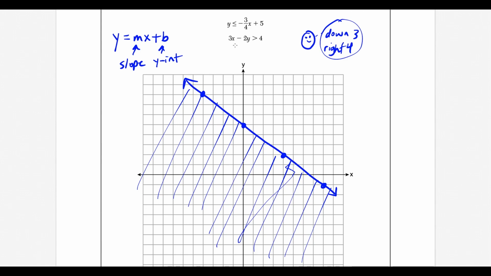Now the problem with the second line here is that for this line, it's not in the form y equals mx plus b, or I should say y greater than or less than mx plus b.